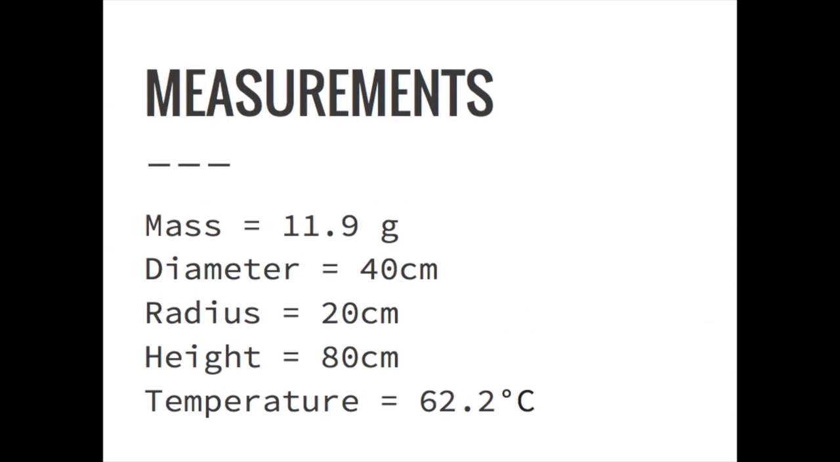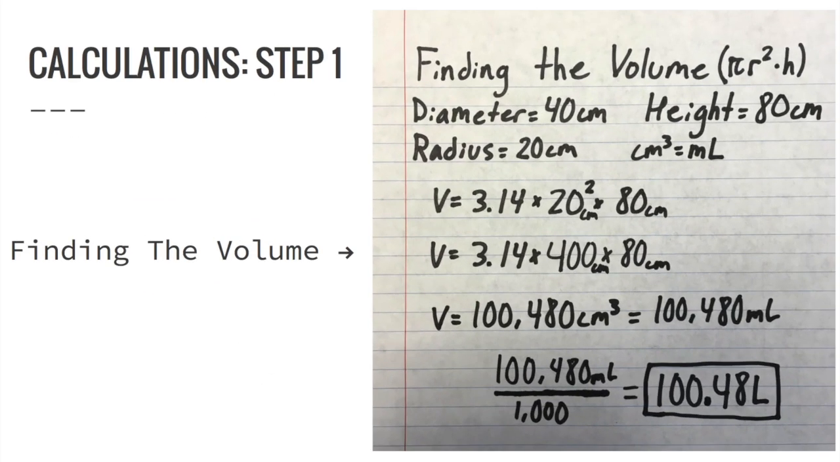Our mass was 11.9 grams, our diameter was 40 centimeters, our radius was 20 centimeters, our height was 80 centimeters, and our temperature was 62.2 degrees Celsius. So in order to find the volume of our hot air balloon, we needed two things: the diameter of the balloon and the height of the balloon.